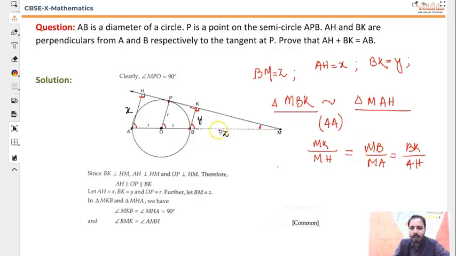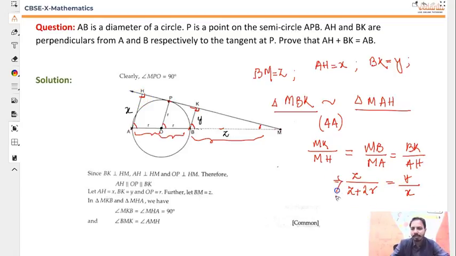So what is important for us is, let us say this is Z. So let us take this value, that is MB is Z. So let me put this value Z here. And what is MA? If you see, MA is nothing but Z plus R plus R. So I can say MA is nothing but Z plus 2R. Simple. And what is BK, guys? BK is Y. Let me put it Y here. And what is AH? AH is X.